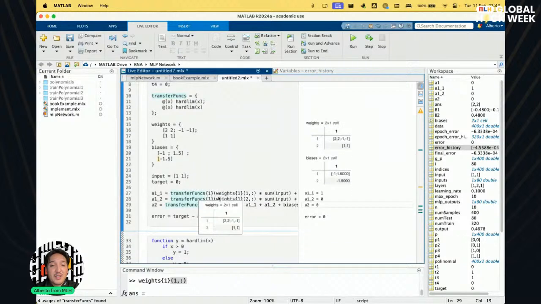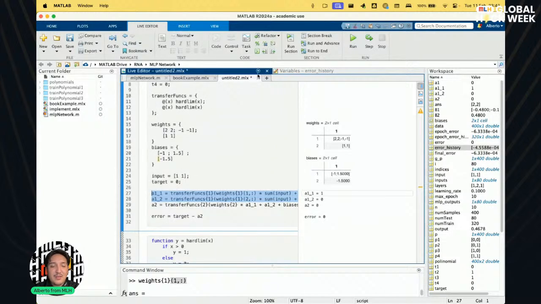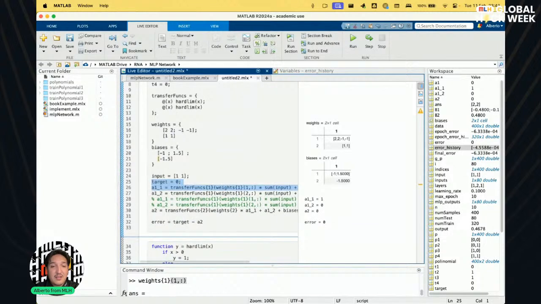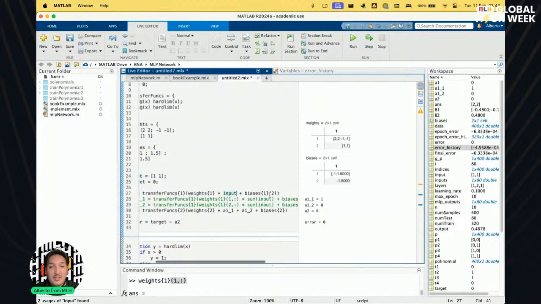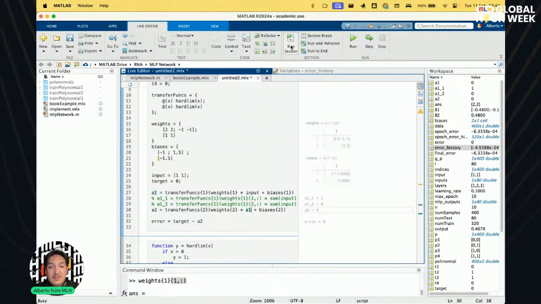Let's make the adjustments for this. Okay, let me comment this. I don't want to ruin everything. Okay, so A1: weights completely multiplies the input completely plus biases completely. And in here it's just A1. Does that make sense?